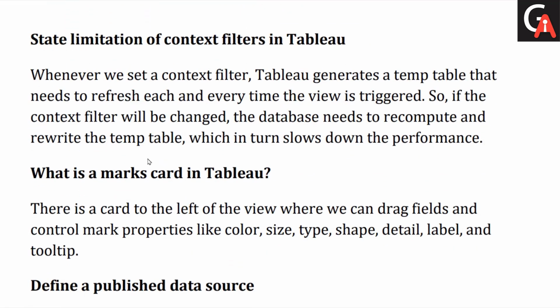Next question we have: state the limitation of context filter in Tableau. Whenever we set a context filter, Tableau generates a temporary table that needs to be replaced each and every time the view is triggered. So if the context filter is changed, the database needs to recompute and rewrite the temporary table, which in turn slows down the performance, and that's the only limitation of context filter we have.